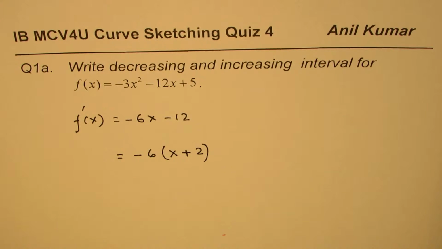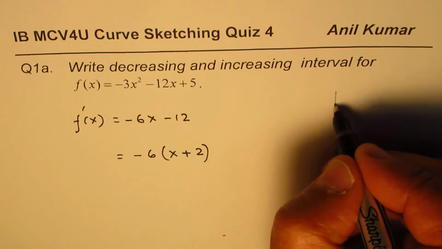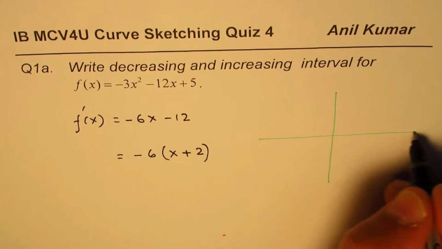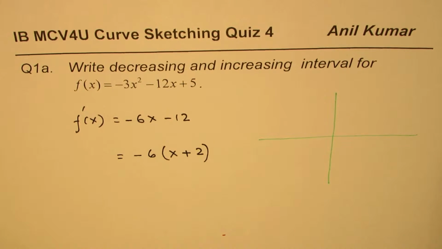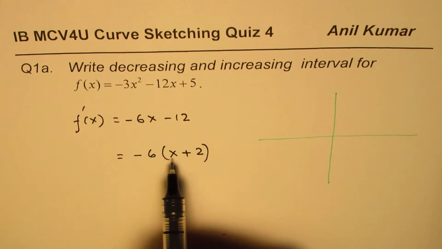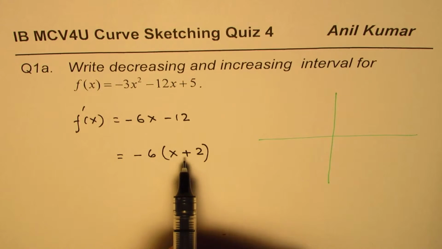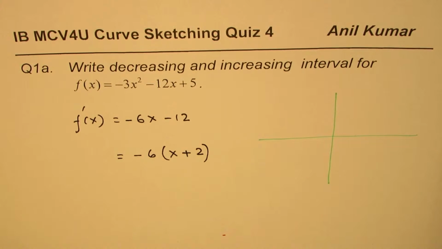Now you have to answer the interval of increasing and decreasing. If you look into the derivative, it is minus 6 times (x plus 2). You could actually also sketch from here. Anyway, you can find zeros. The zero for this function is at x equals minus 2. The graph is coming downwards, so it's kind of decreasing, right? Minus 6. Or you can test the derivative around minus 2. So there are two ways of doing it. Let me show you both of them.